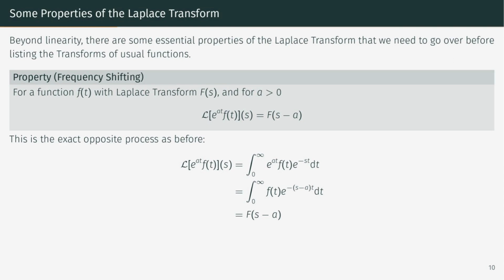The Laplace transform of e to the at f of t equals the integral of e to the at f of t times e to the negative st dt from 0 to infinity. This then equals the integral of f of t times e to the negative s minus a times t dt from 0 to infinity. This then gives us the final result of f of s minus a.